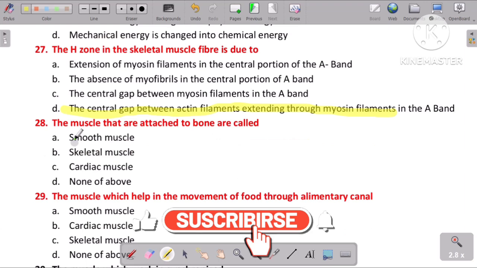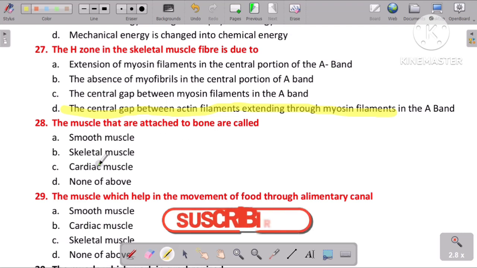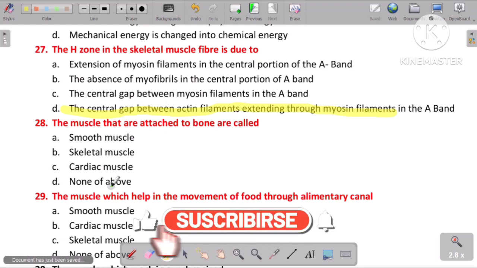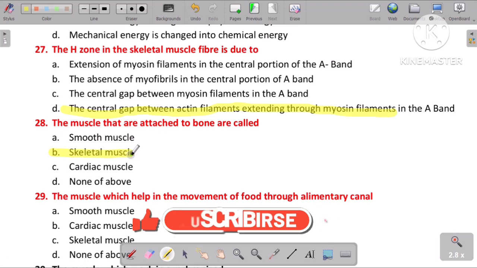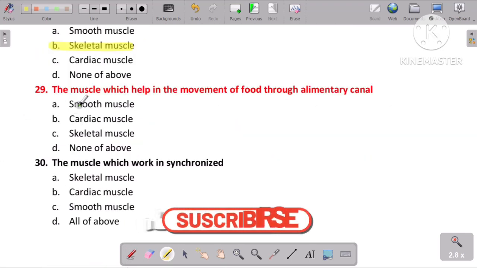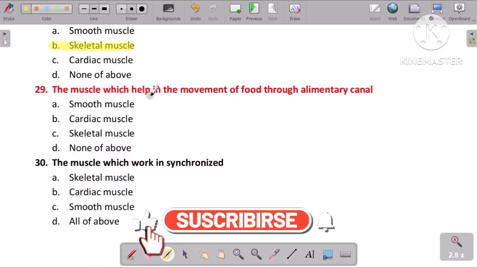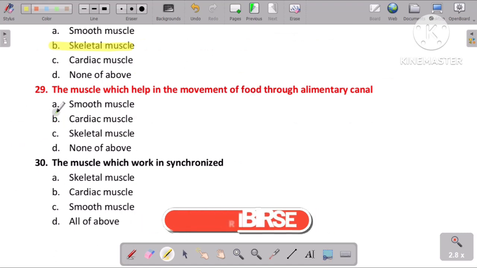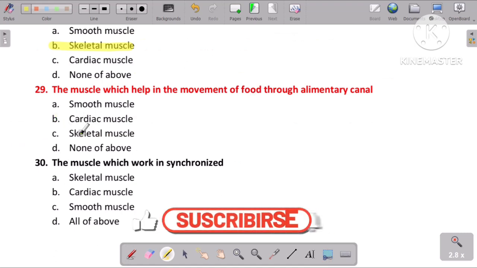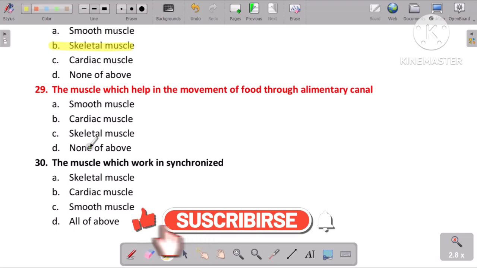So the next question is: the muscles that are tied to the bones are called smooth muscles, skeletal muscles, cardiac muscles, or none of the above. So the right answer is option B, skeletal muscles. The next question is: the muscles which help in movement of food through the alimentary canal. Option A, smooth muscles. Option B, cardiac muscles. Option C, skeletal muscles. Option D, none of them.